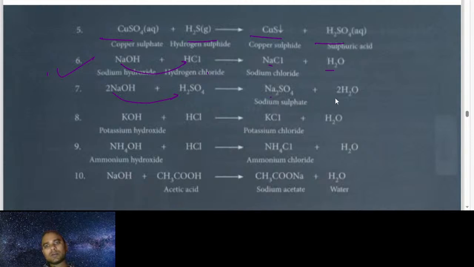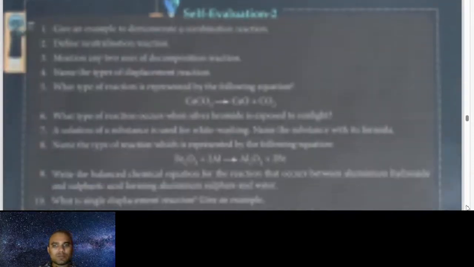So Na2SO4 and H2O. K is displacing hydrogen, so KCl and H2O. Here NH4 is displacing hydrogen, so NH4Cl. With NaOH, here sodium is displacing the hydrogen, so sodium acetate and water will be formed, student. Now let us move to the next one, student.